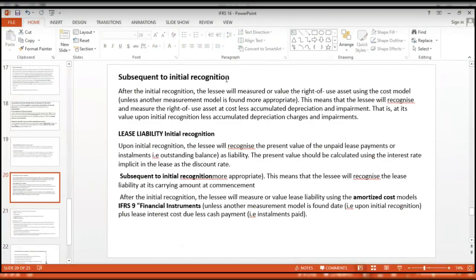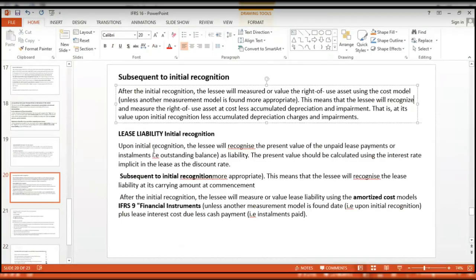So, subsequent to initial recognition, the lessee will measure the value of the right of use asset using the cost model. Cost model: cost minus accumulated depreciation. So that's what they try to explain here.